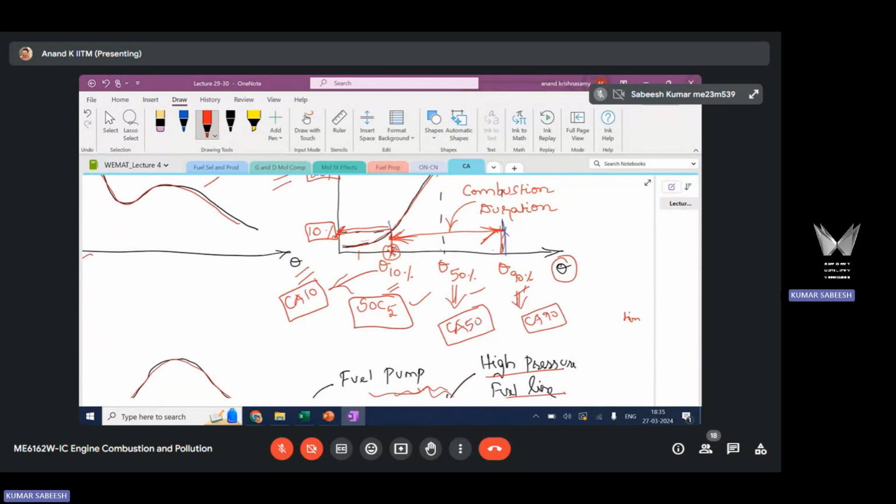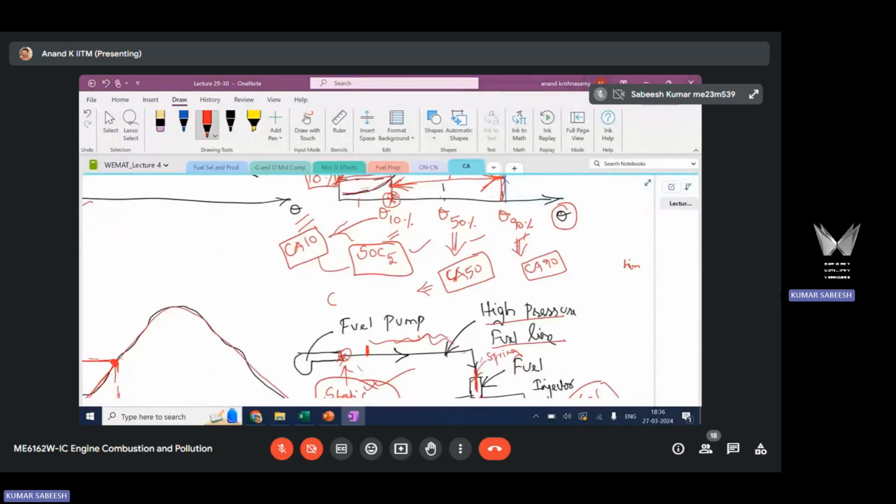CA10 is used to find start of combustion. 50% of heat release refers to the center of the combustion period, right? This is also called combustion phasing. So we need to carefully monitor when half of the charge is burned, right? The 50% of the charge burn period is CA50. This is one of the important terms used to analyze the engine performance because you have to phase the combustion properly so as to maximize the work output from the engine.